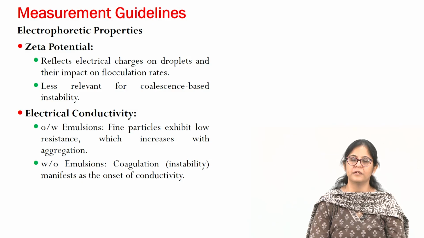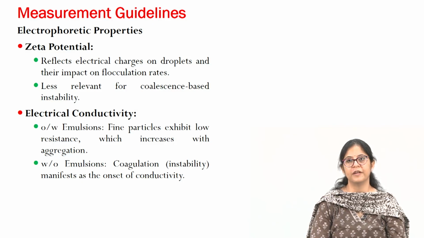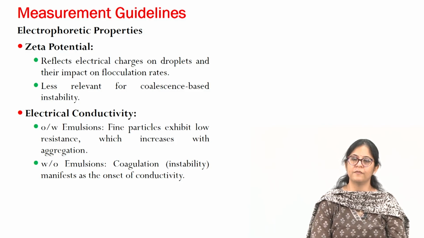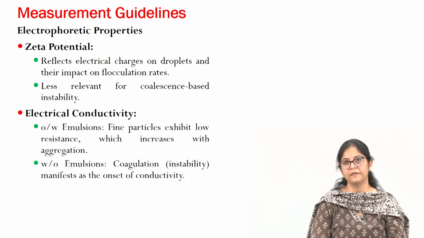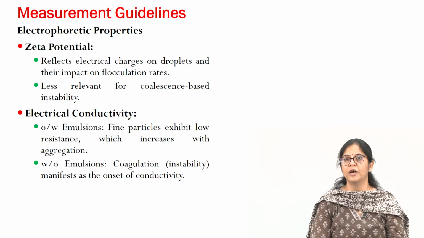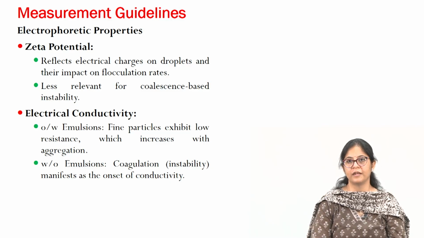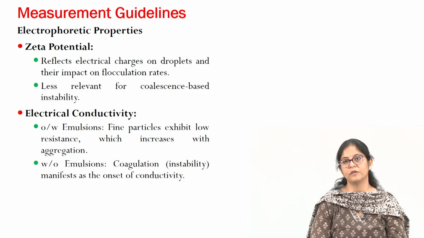Electrophoretic properties, that is zeta potential, reflect electrical charges on droplets and their impact on flocculation rates, but are less relevant for coalescence based instability. In the electrical conductivity for O/W emulsions, fine particles exhibit low resistance, which increases with aggregation. However, for W/O emulsions, coagulation manifests as the onset of conductivity.